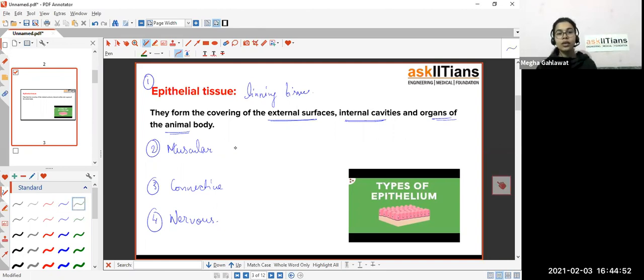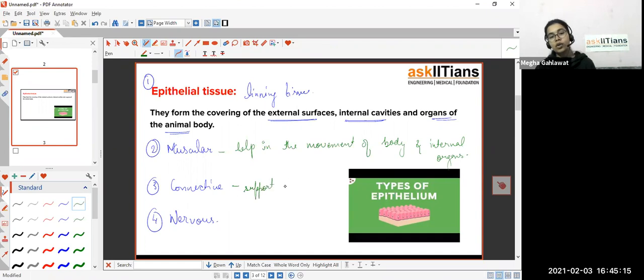The muscular tissues help in the movement of the body and internal organs. Then we have the connective tissue. Connective tissue supports and connects. How does it support though?